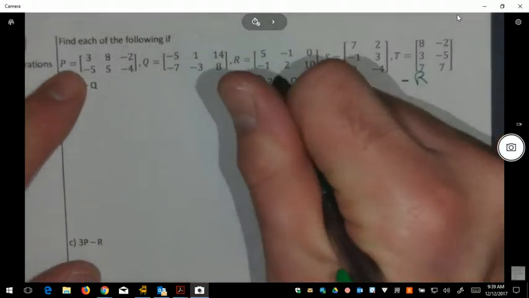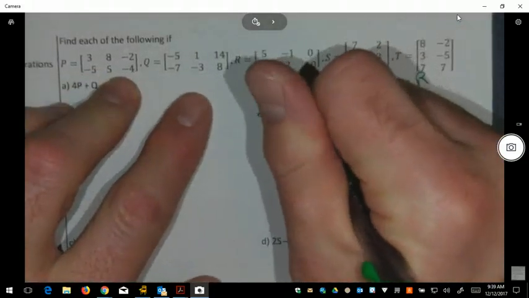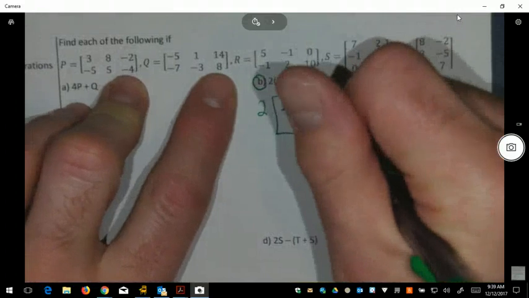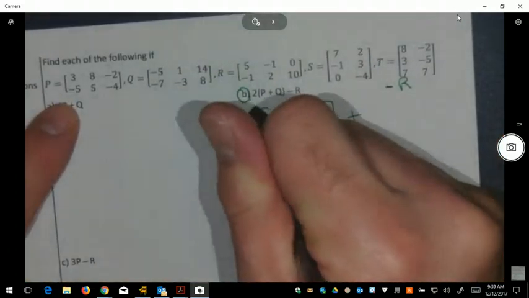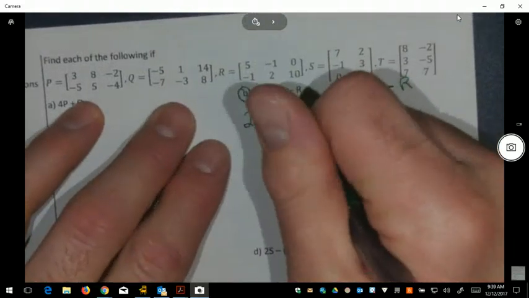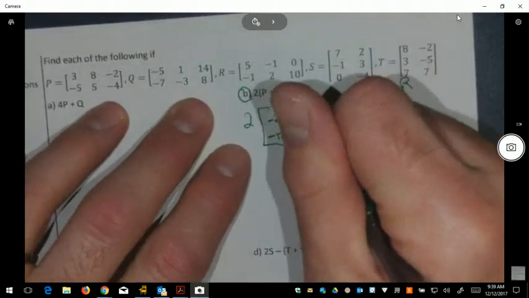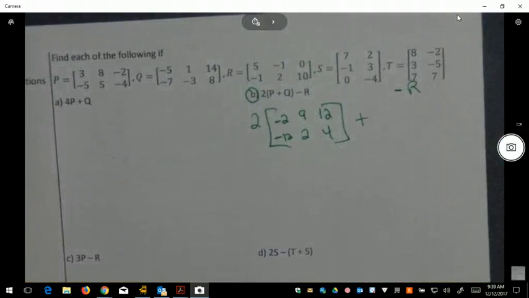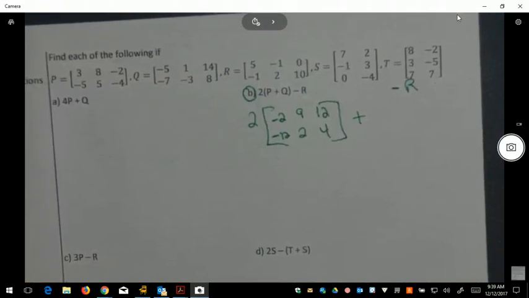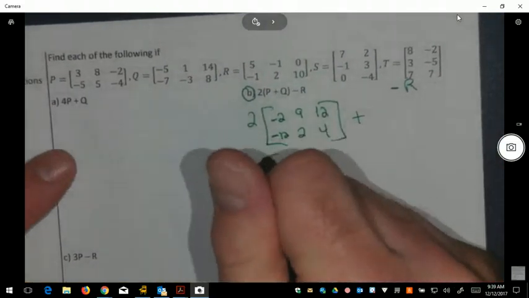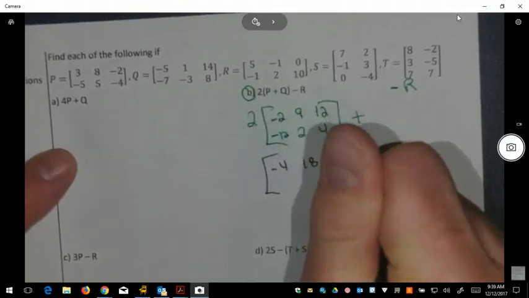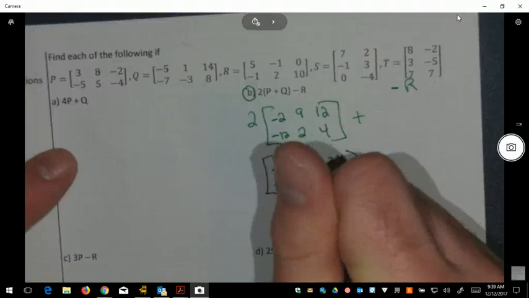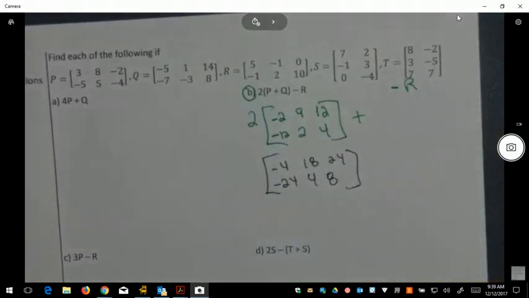So P plus Q is going to be -2, 9, 12. I'm just adding the elements in the same positions. -12, 2, 4. Now I'm supposed to do my scalar multiplication, which is going to make that become -4, 18, 24, -24, 4, and 8. Just multiplying every single element by 2.